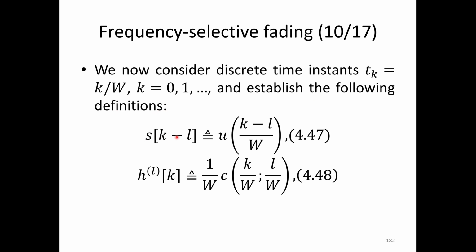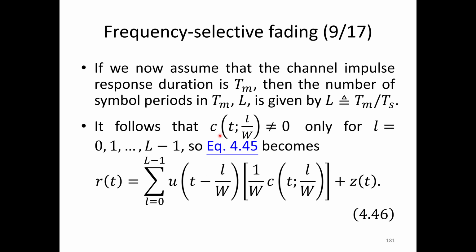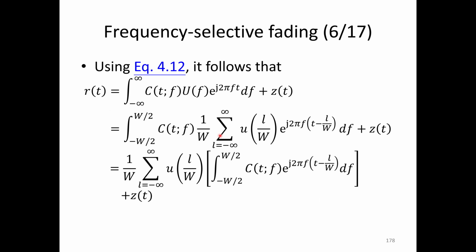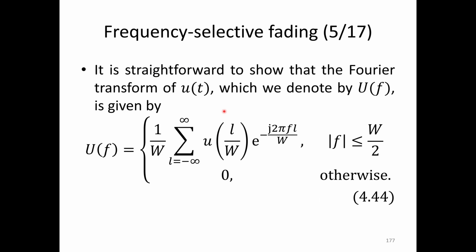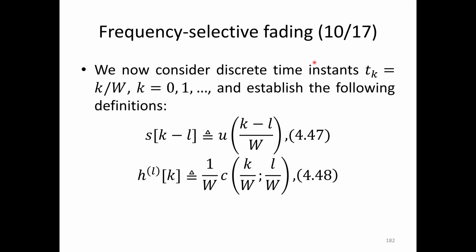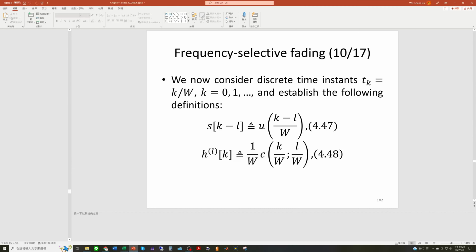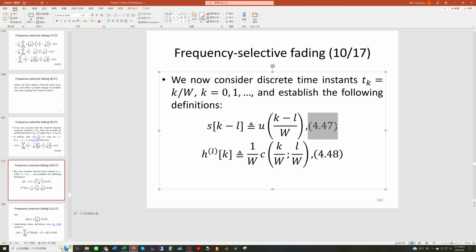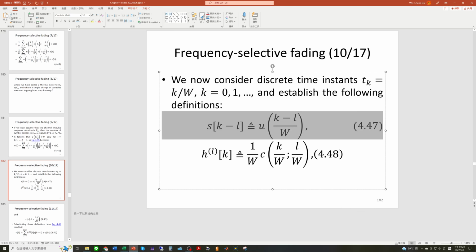S of K minus L is defined as U of K minus L over W. What is U? Function U. Let us review the meaning of function U. U of T is a signal. So the equation number is in the wrong place. Let me fix it.